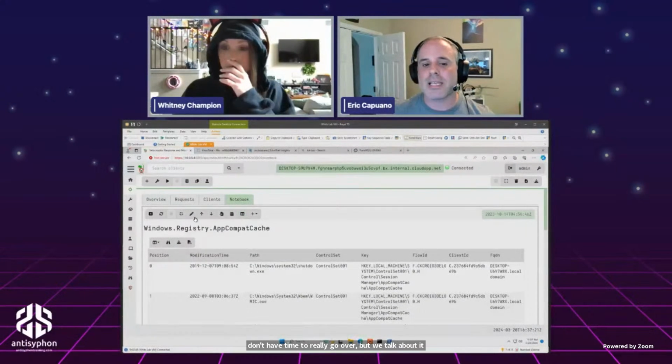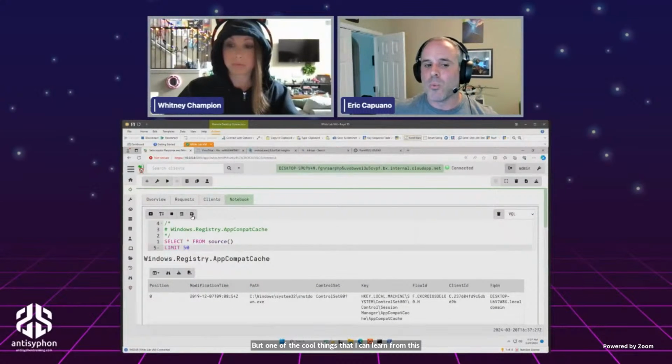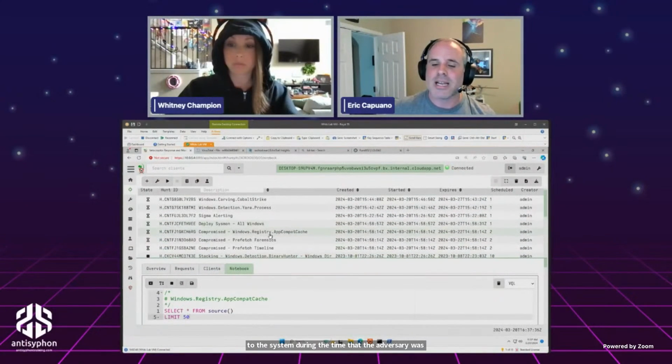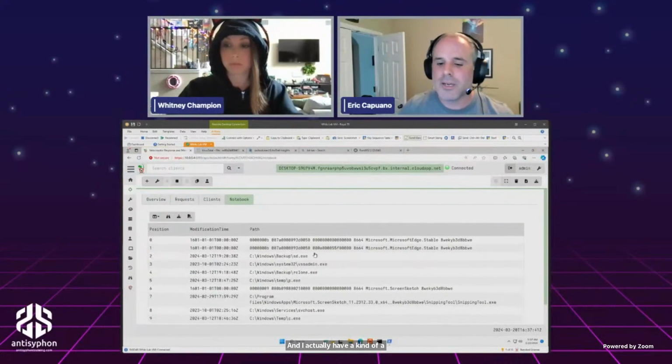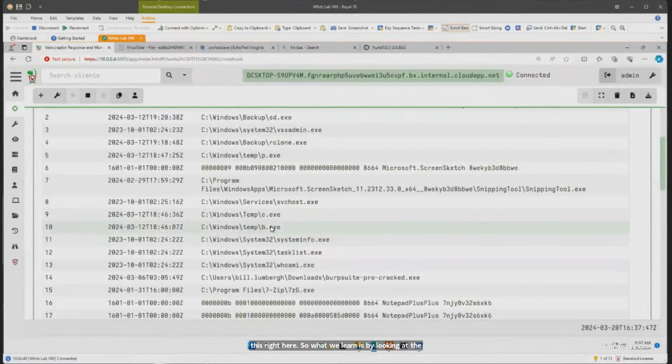But one of the cool things that I can learn from this artifact is I can find out relatively quickly what binaries were introduced to this system during the time that the adversary was most active or present on the box. And I actually have kind of a pre-cooked version of this right here. So what we learn, by looking at the shim cache, is there are a number of suspiciously named or suspiciously located executables that were all introduced to this machine around the time of the other initial findings. So we learn about some weird, single letter executables sitting in C:\Windows\Temp.